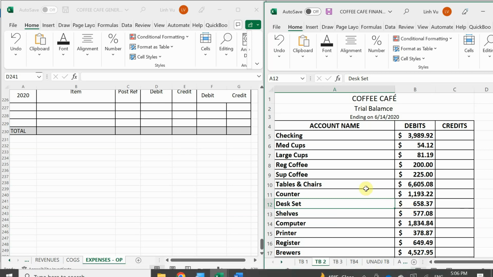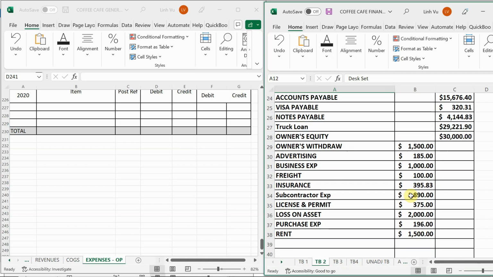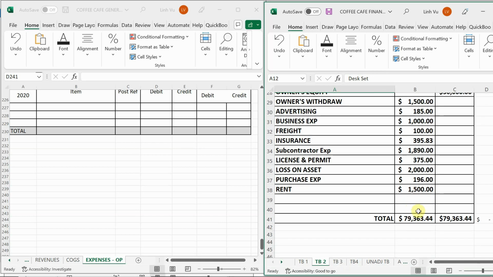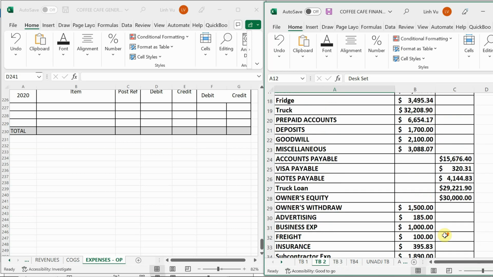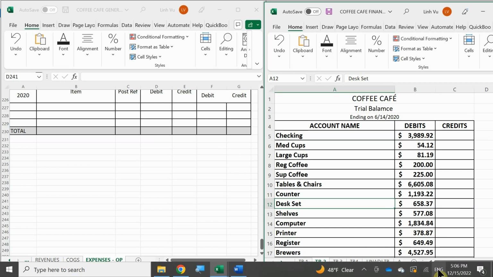But at the end of the day, we were successful. The total debits of the accounts all match with my total credits accounts here, with $79,363.44 on both sides. Okay. All right, so that concludes Coffee Cafe for week 2. So that means we are ready to start with Coffee Cafe week 3 when we come back, okay? All right.